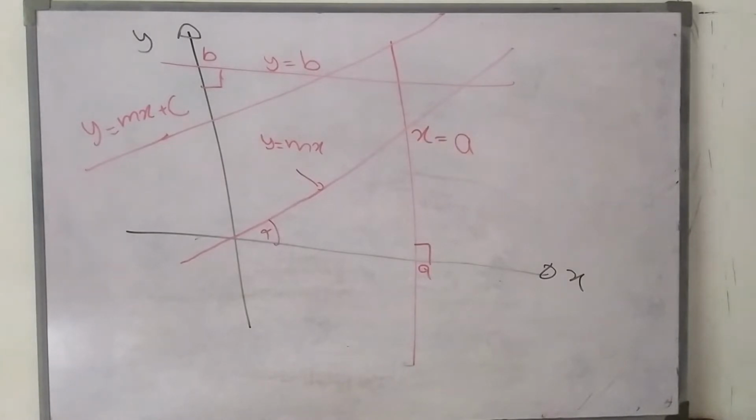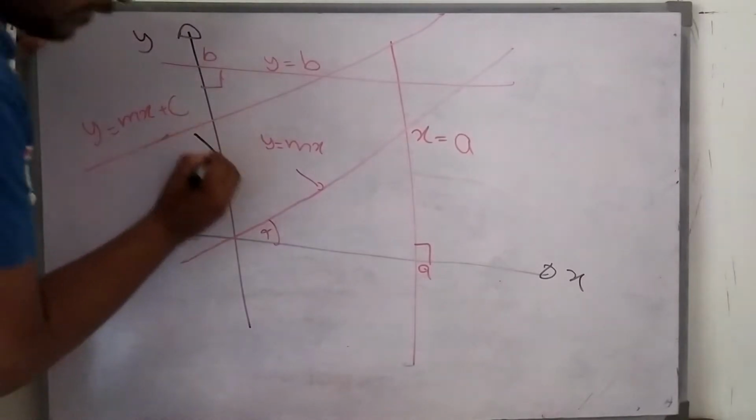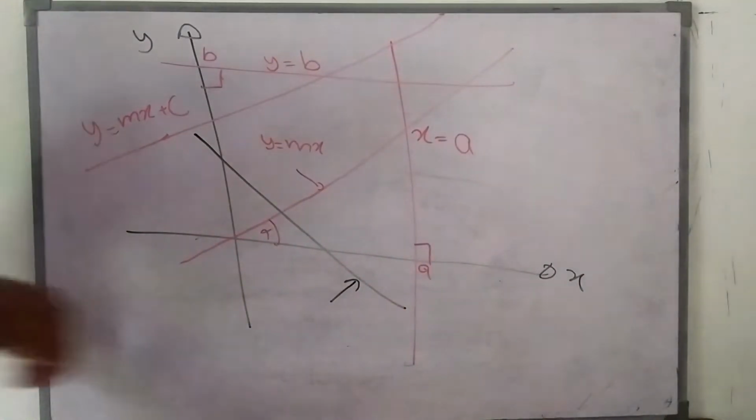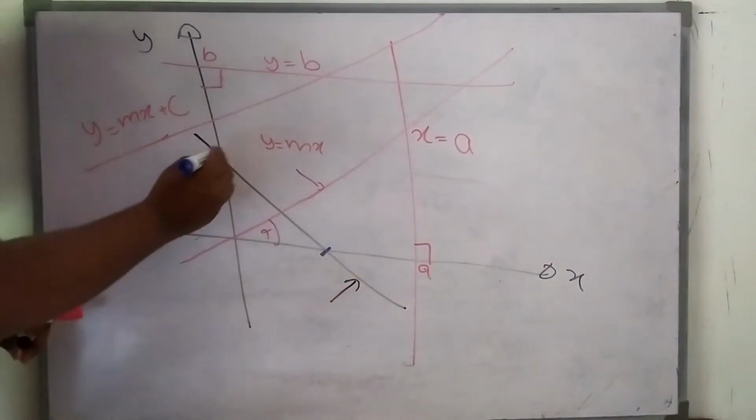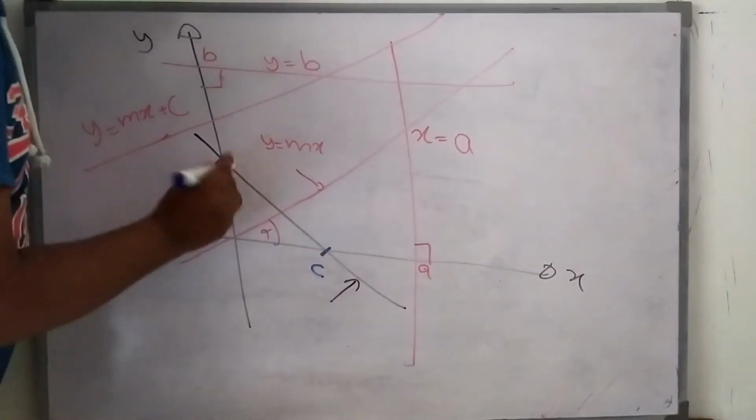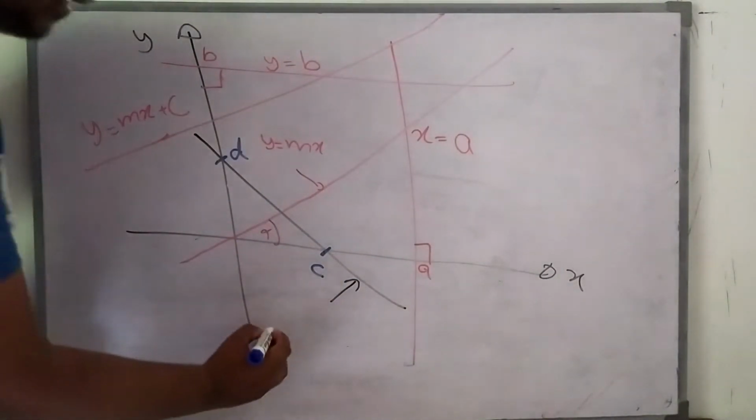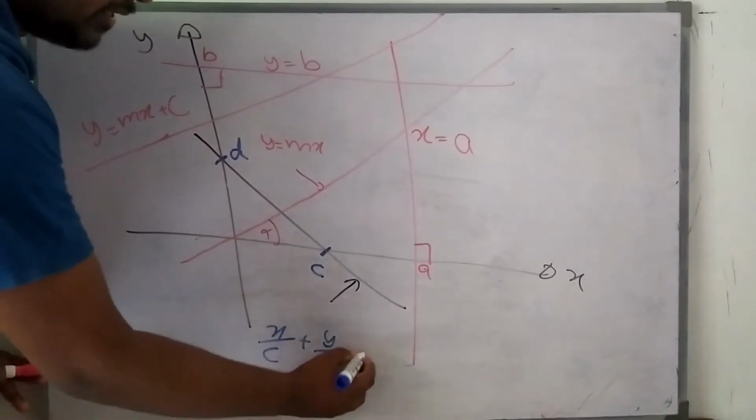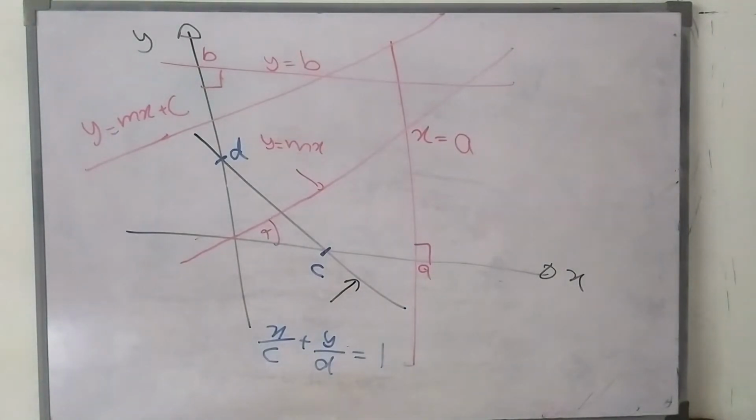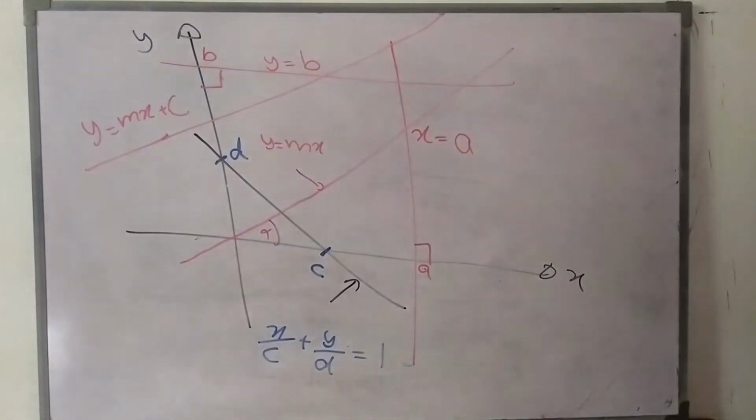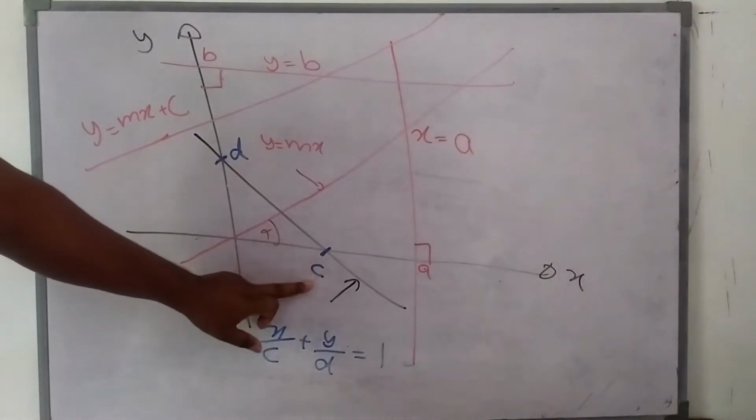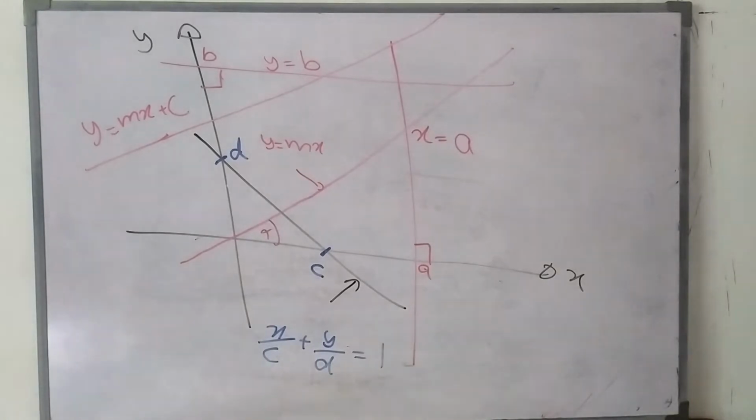In the A-level syllabus we have one more. This is another straight line which I assume intersects the x-axis at the point C and the y-axis at the point D. Then the equation will be x over C plus y over D equal 1. Basically, they have provided the intercept values C and D: the x intercept value is C, and the y intercept value is D. So we have five straight lines.